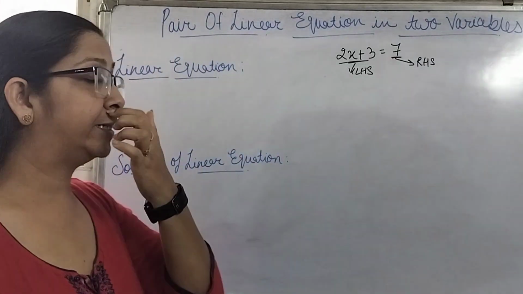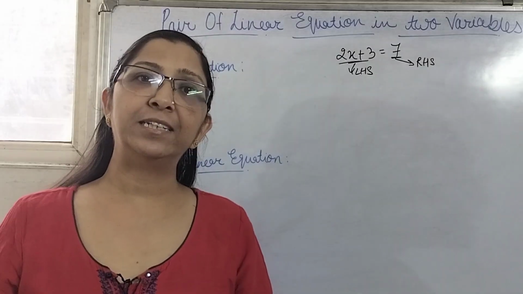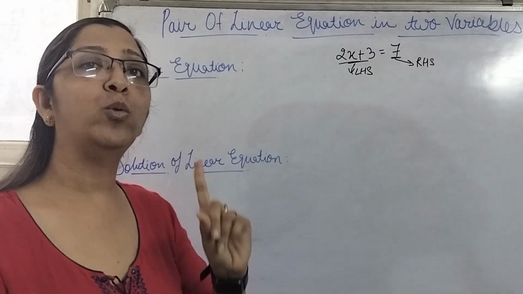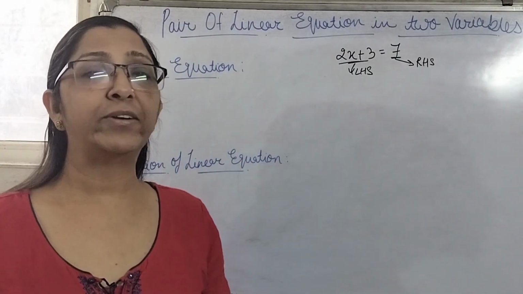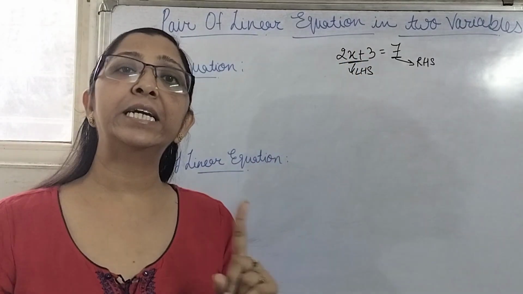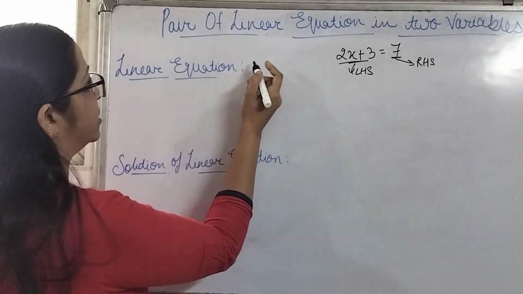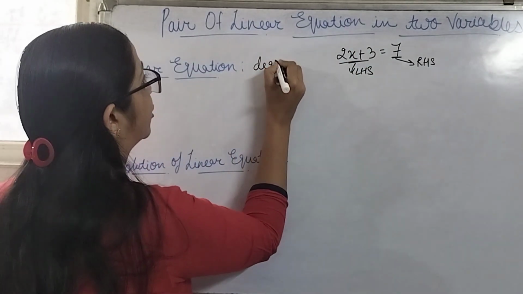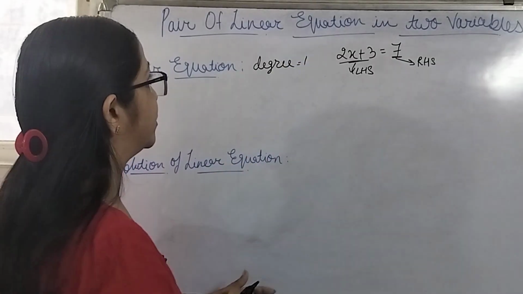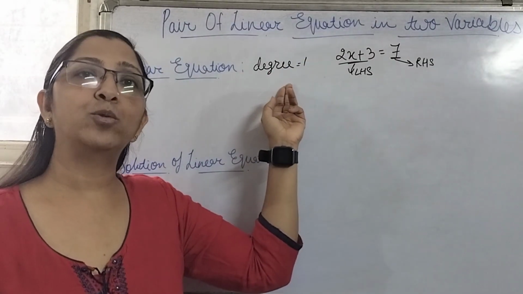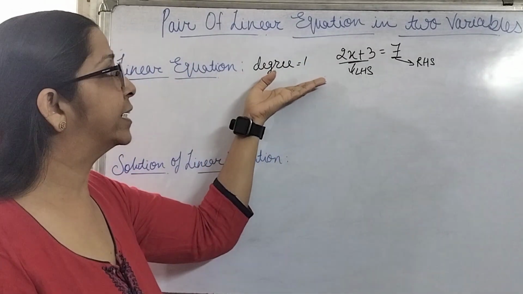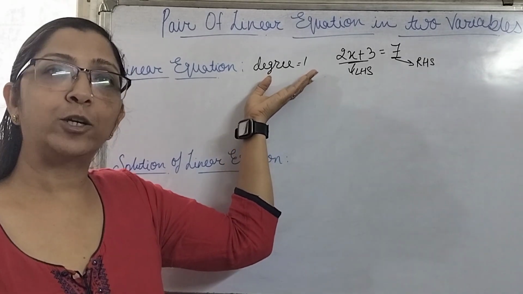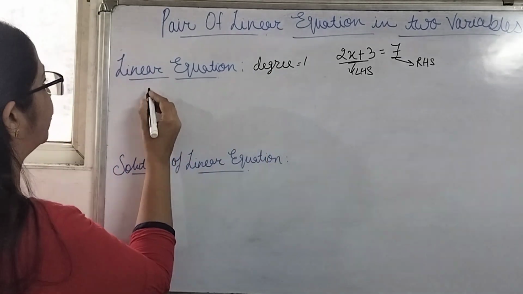Now let's see what a linear equation is. We have already learned that linear means 1. When the degree of an equation is 1, such equations are known as linear equations. So what is the standard form?